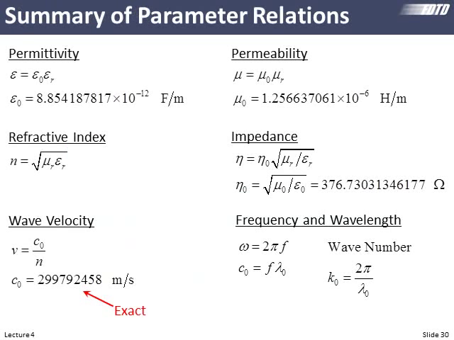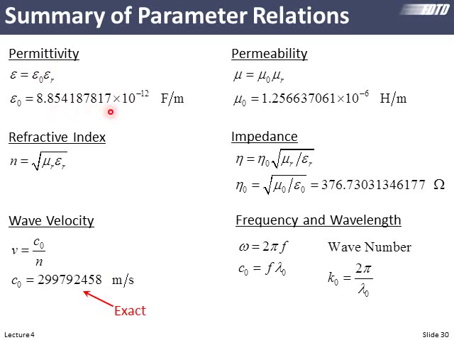Here's just a quick summary of all the different parameter relations. Our permittivity, we can write as the free space permittivity times the relative permittivity, which is also called dielectric constant. So all the units of permittivity are lumped into this free space term, so the relative term has no units. And the free space number is 8.854 times 10 to the minus 12 farads per meter.